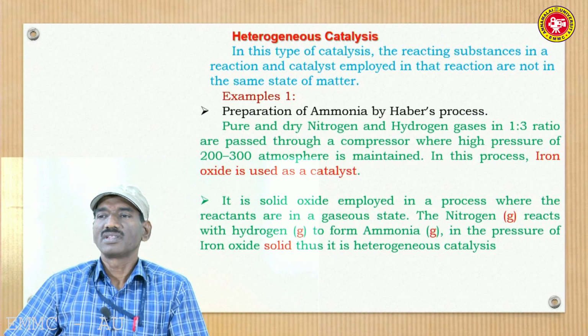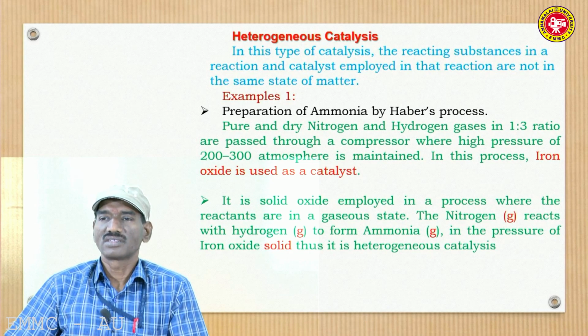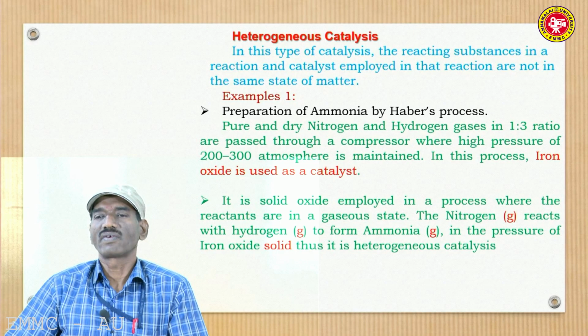In the presence of iron oxide solid, thus it is a heterogeneous catalyst. In this case, we are considering two different phases: nitrogen gas and hydrogen gas, so your product is also a gas, but the catalyst is different, that is, solid state. So, this is one kind of heterogeneous catalysis reaction.